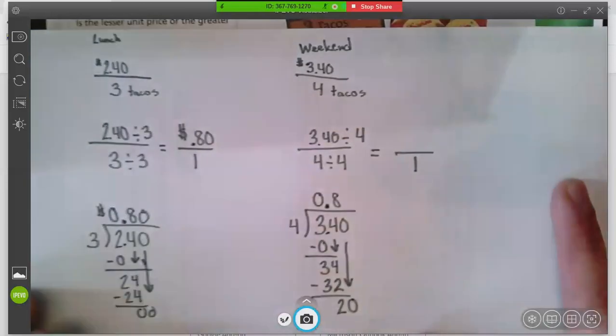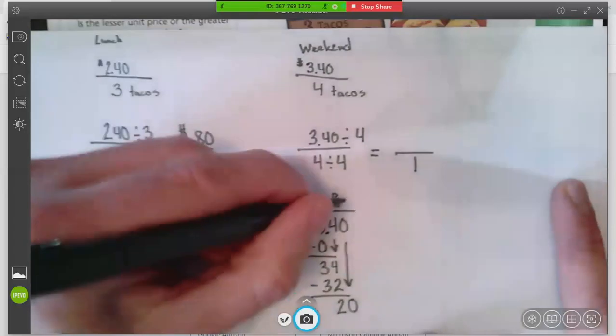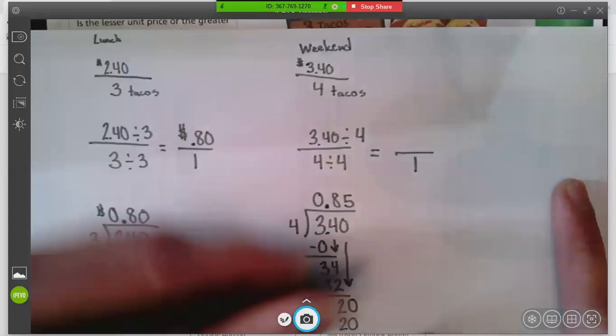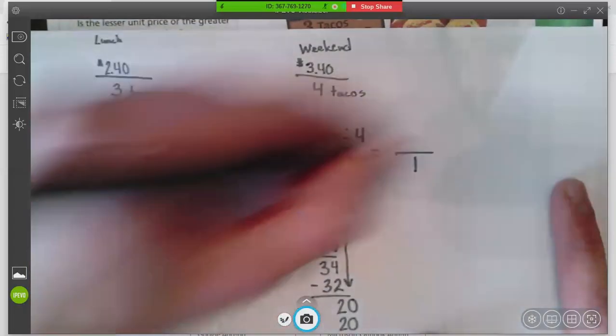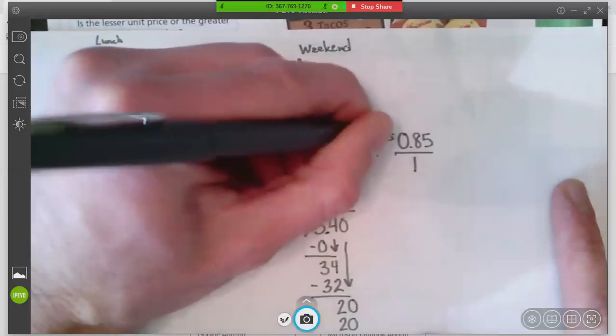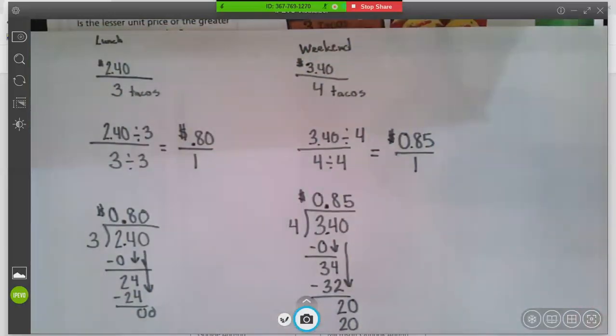How many times does 4 go into 20? 5. 5 times 4 is 20. So, what does this mean? What does that mean? The cost is different. So, which is the better deal, the lunch special or the weekend special?